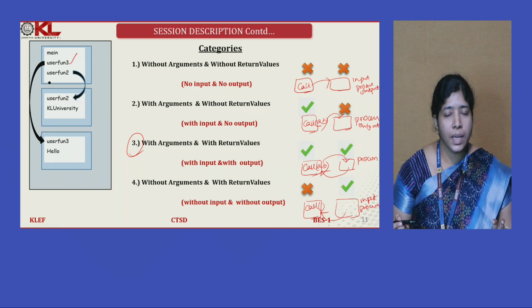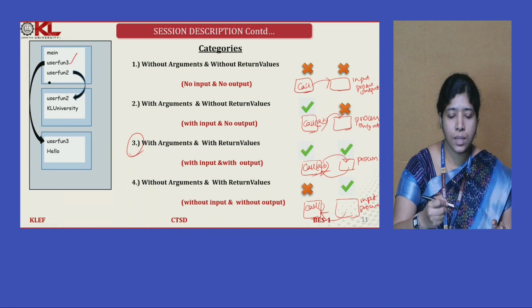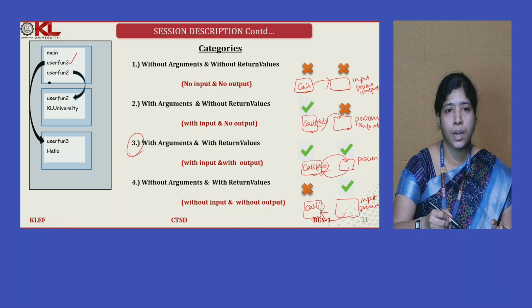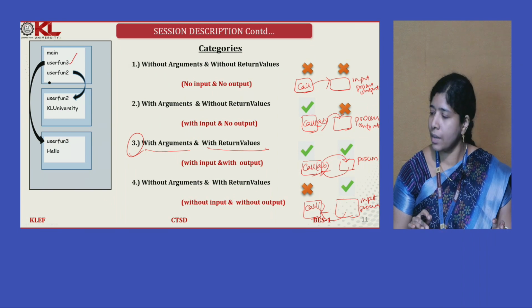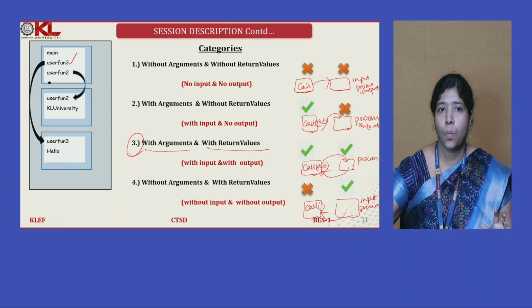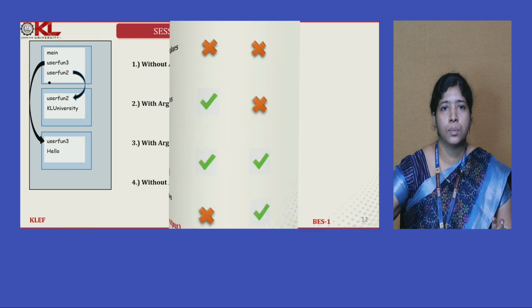You should be very clear with these 4 categories. By default, if anything is asked, you are supposed to write with the default category, that is, with inputs and with return value. So we'll see now how each category works out.